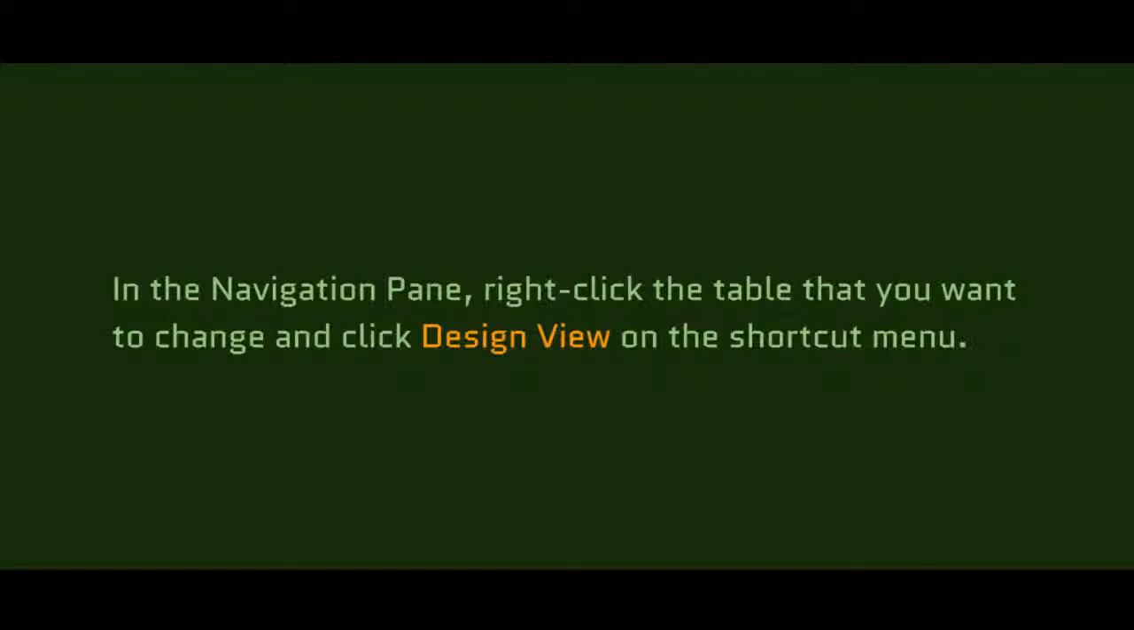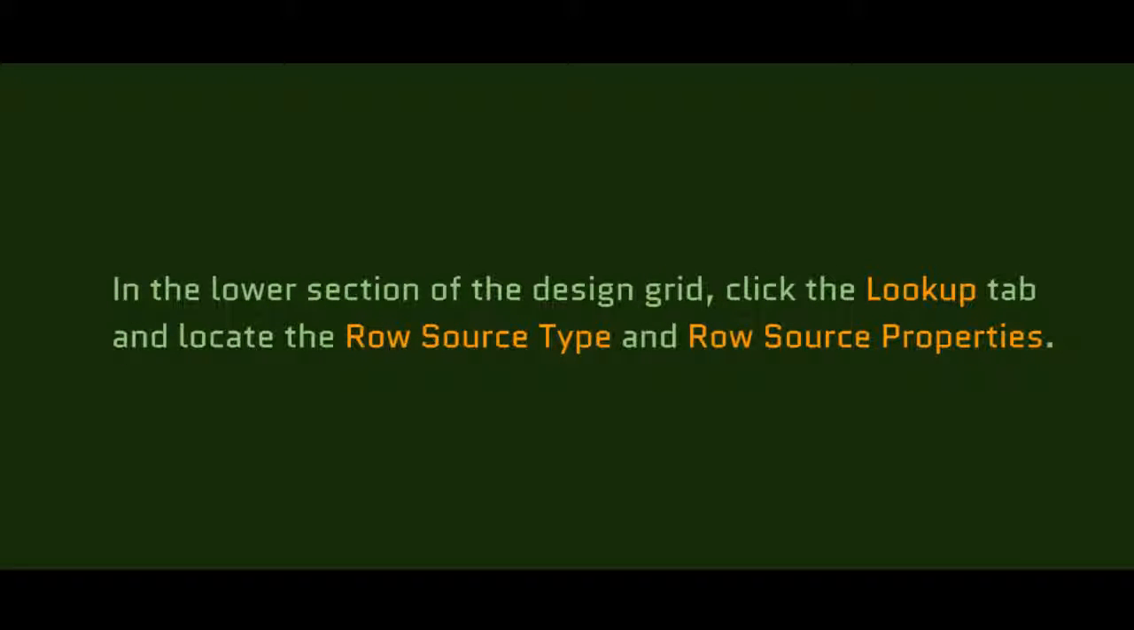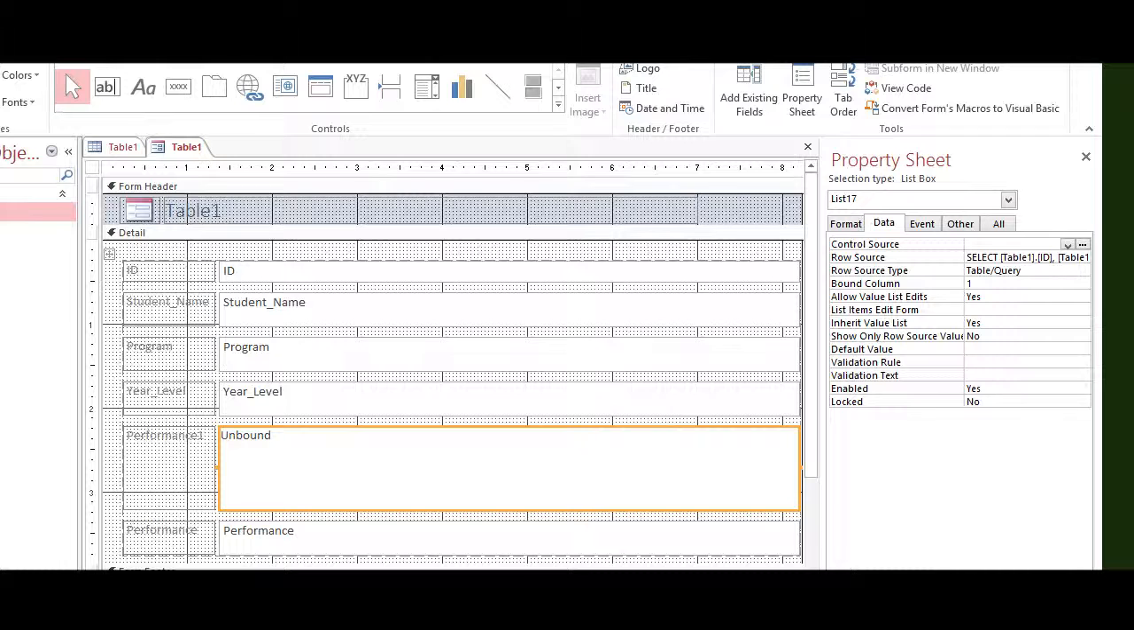In the navigation pane, right-click the table that you want to change and click Design View on the shortcut menu. In the upper section of the design grid, select the Lookup field. In the lower section of the design grid, click the Lookup tab and locate the row source type and row source properties. The row source type property should display table or query, and the row source property must contain a query that references a table or another query. Note: queries for lookup fields always begin with the word select.